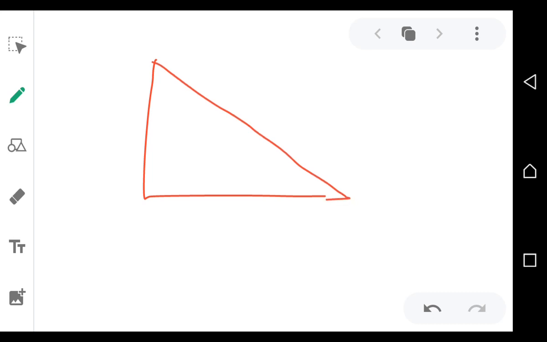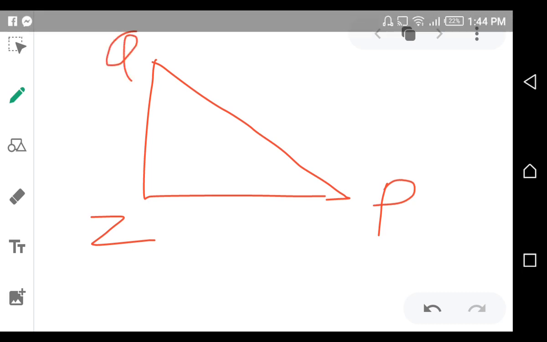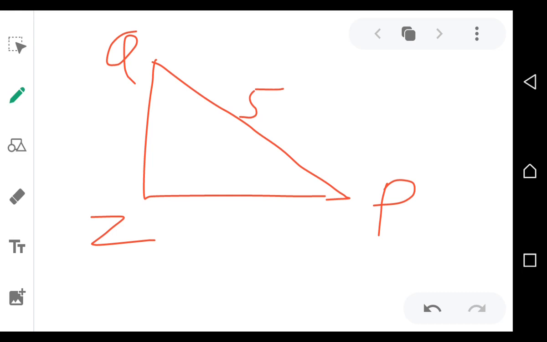Okay, what about if they bring for you a triangle like this? They bring for you Z, they bring for you P, and then Q there. And then they bring here as 5, here they bring 4. And then they tell you find QZ, which is the distance QZ. And then they put for you the 90 degrees here.